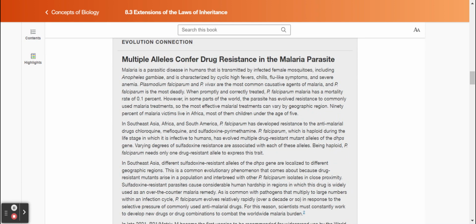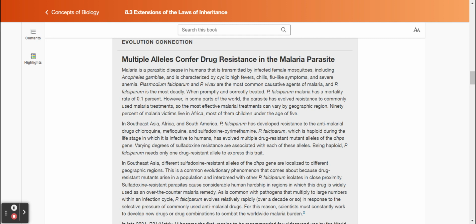Evolution connection. Multiple alleles confer drug resistance in the malaria parasite. Malaria is a parasitic disease in humans that is transmitted by infected female mosquitoes, including Anopheles gambiae, and is characterized by cyclic, high fevers, chills, flu-like symptoms, and severe anemia. Plasmodium falciparum and P. vivax are the most common causative agents of malaria, and P. falciparum is the most deadly. When promptly and correctly treated, P. falciparum malaria has a mortality rate of 0.1%.